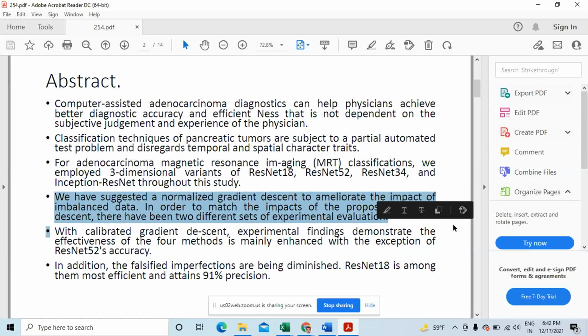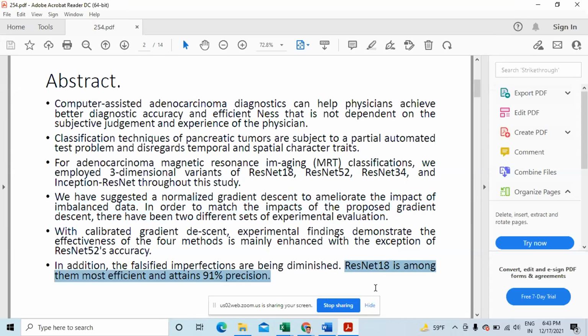We have suggested a normalized gradient descent to address the imbalance in data during MRI scanning, and categorization of pictures. The categorization with ResNet 18 has given us the most efficient result and attains 91% precision.